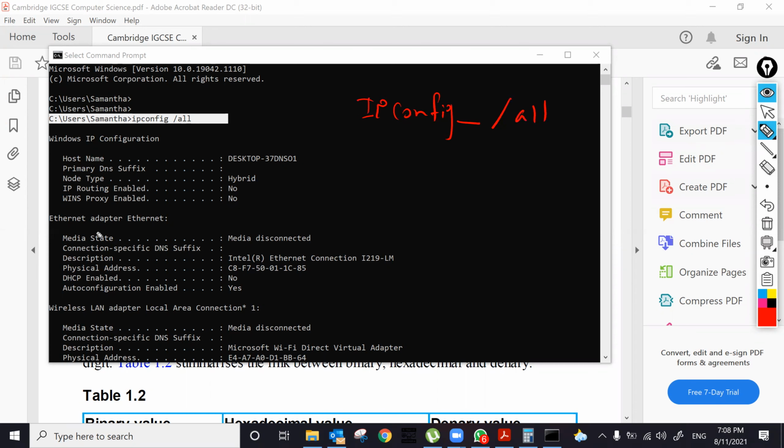First time, yes, it might be wrong. Second time, try it. The command is ipconfig. It should be together, right? Then there's a space, then slash, sorry, this one, right? And then all. Samia, did you get this?